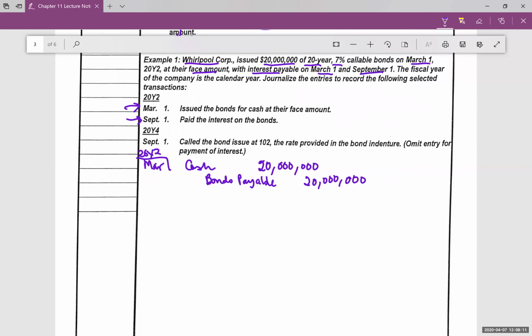Then let's go ahead and calculate the interest payment on the bonds. So we're going to take 20 million times 7%, and we're going to divide that by 2. And the number that you get when you do that is 700,000. And again, there's no discount or premium, so it is simply interest expense. Interest expense and cash for 700,000.